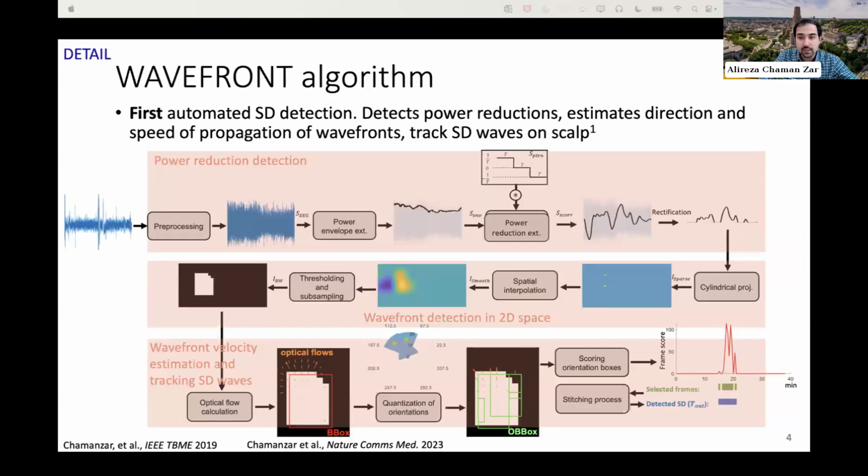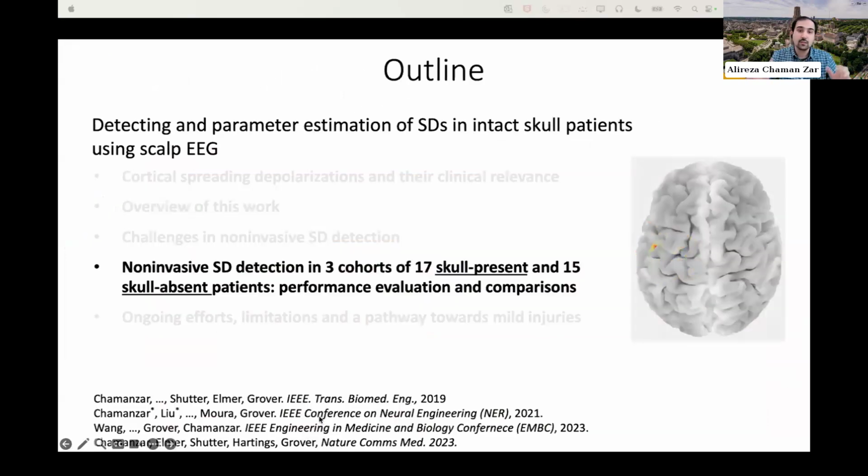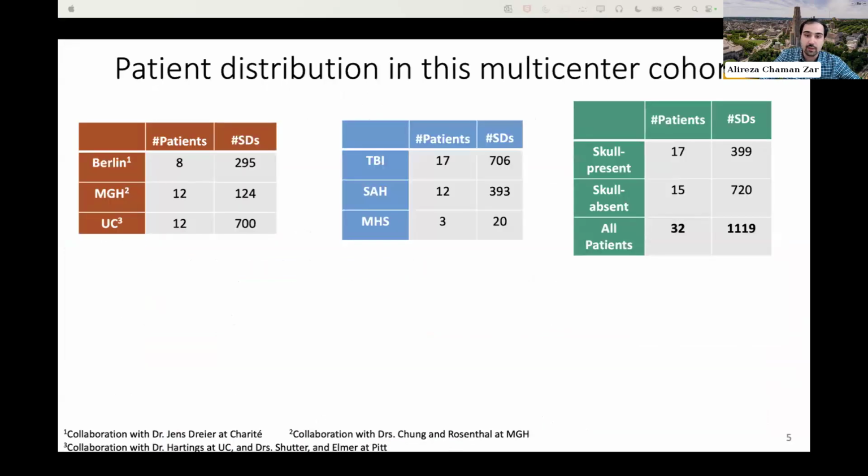We use the WAVEFRONT technique in this study, which was first proposed back in 2019 and then modified and applied on real human data last year, when a paper came out that was based on the University of Cincinnati cohort. For the interest of time, I'm going to skip the details of the algorithm here, but if you're interested to learn more, please check out our papers on WAVEFRONT. So now let's jump into the exciting recent result that we got using WAVEFRONT.